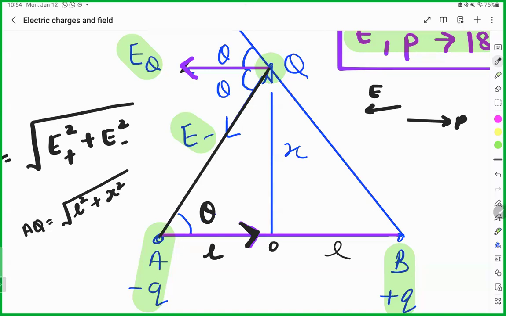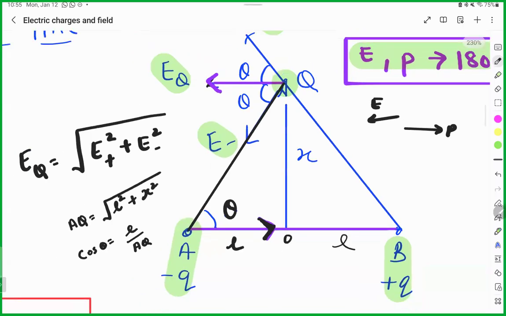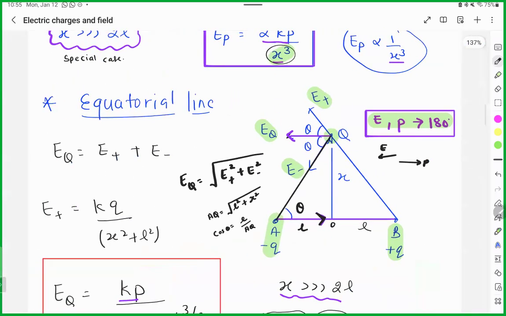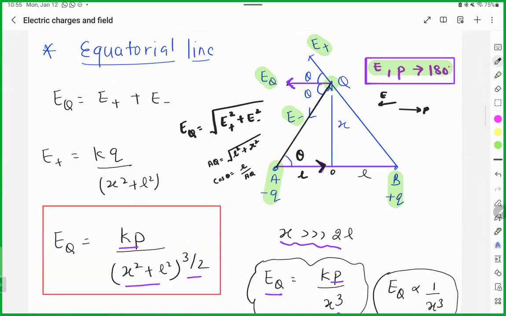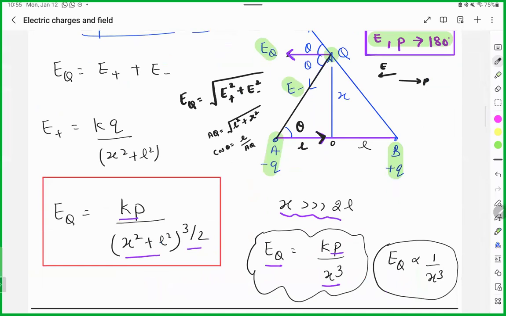That is one method. The second method, if you want to calculate, you can use sine theta or cos theta. If you take cos theta, cos is base upon hypotenuse, so the base is L upon hypotenuse AQ. It depends on what is asked, so you can use any of them. I taught it in every subtle way, in case a question is asked concept-wise. Otherwise, this is the form.